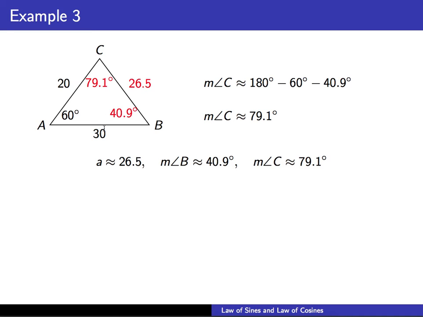So just collecting everything together. Again, I do not grade your pictures. I grade what you have here as your final answer. You get A is about 26 and a half. The measure of angle B is about 40.9 degrees. The measure of angle C is about 79.1 degrees.